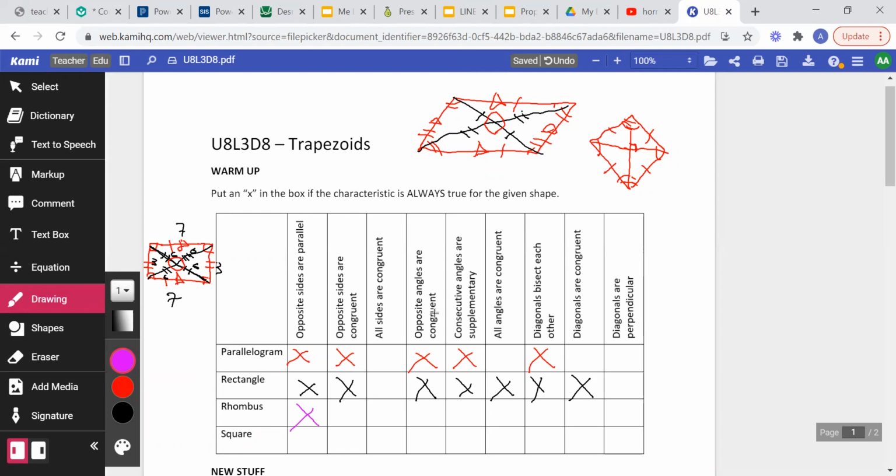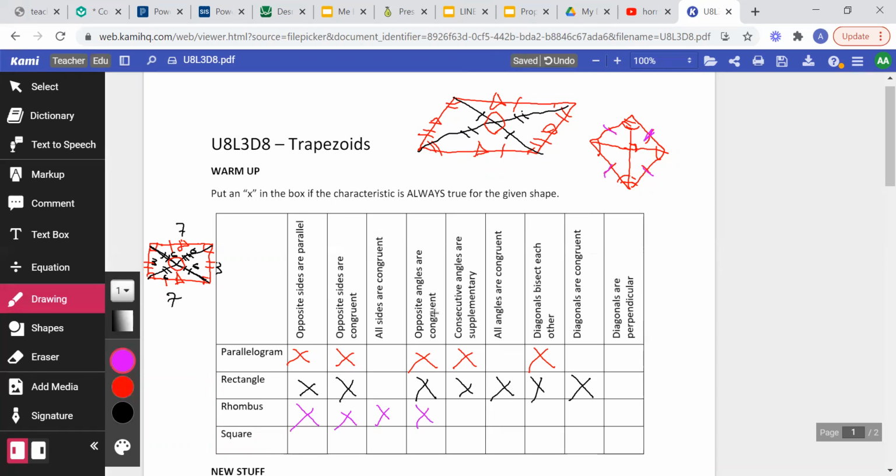Yes. Are all sides congruent? No. Look, I have 1, 1, 1, 1. Oh, yeah. Okay. Are opposite angles congruent? Yes. Okay. Are consecutive angles congruent?